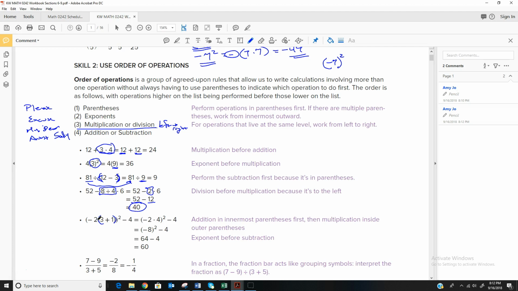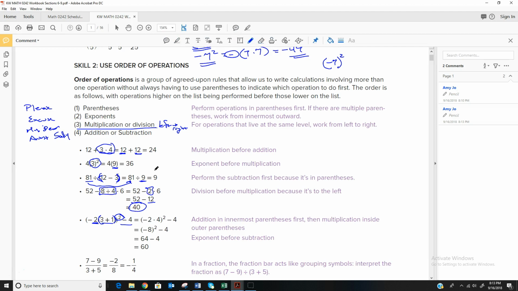So all that's been changed is this 3 plus 1 has been written as a 4. So the negative 2 is still there. The square is still there. The minus 4 is still there. But we just changed the 3 plus 1 to a 4. So let me neaten that up a little bit. Got a little scribbly there. So I'll get rid of all this.